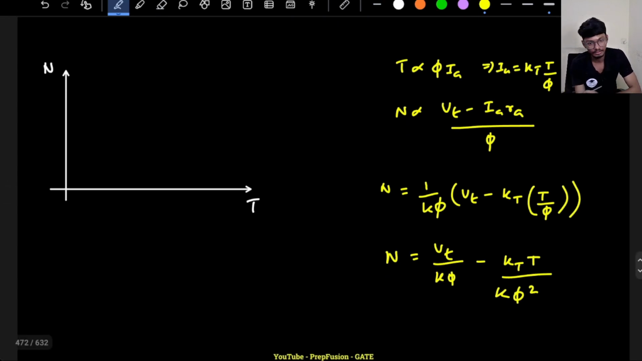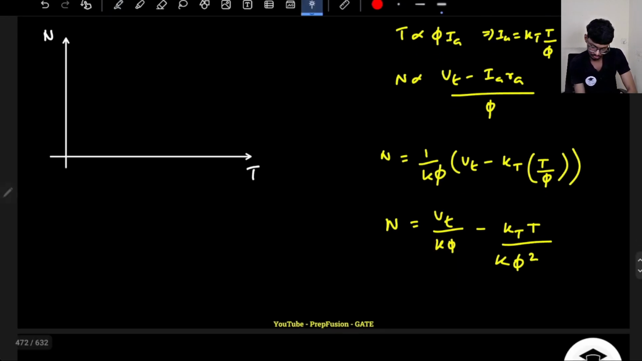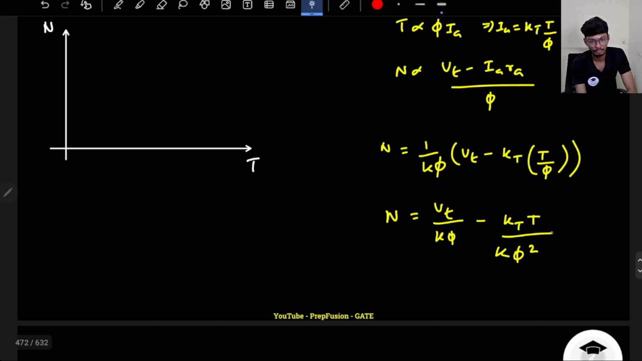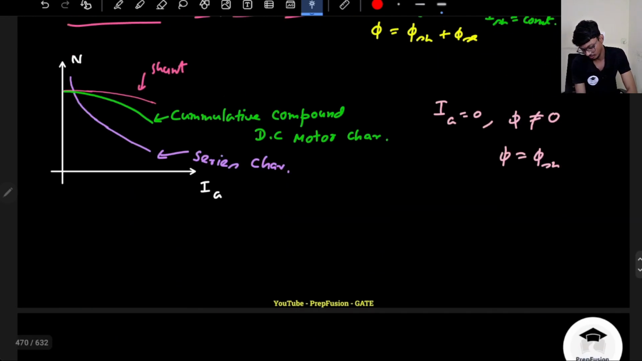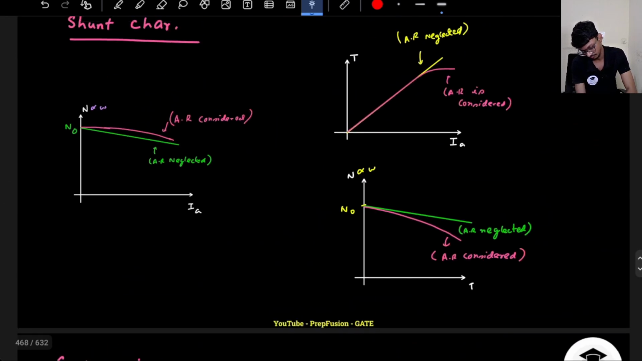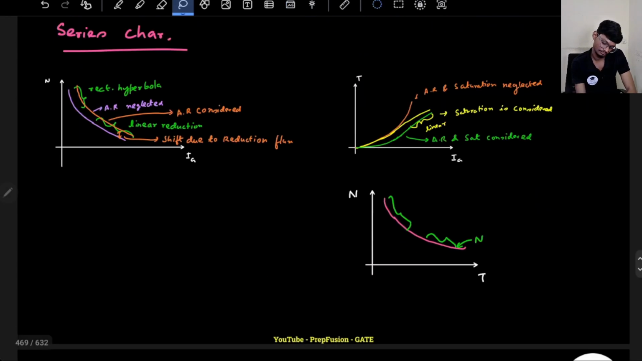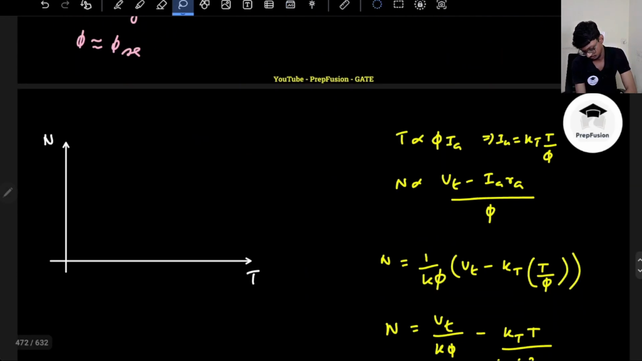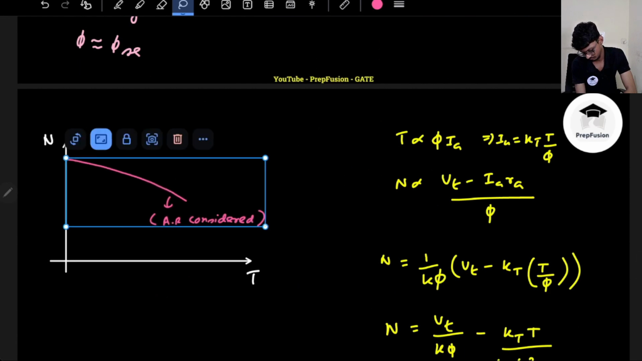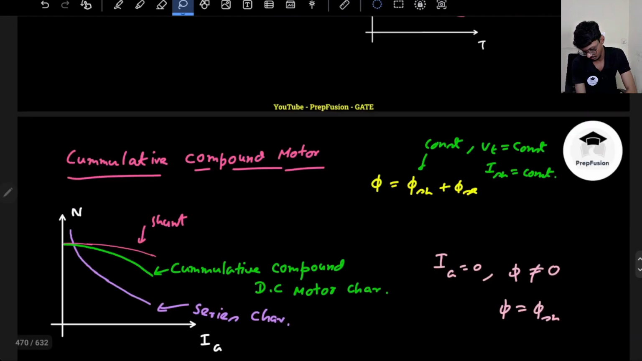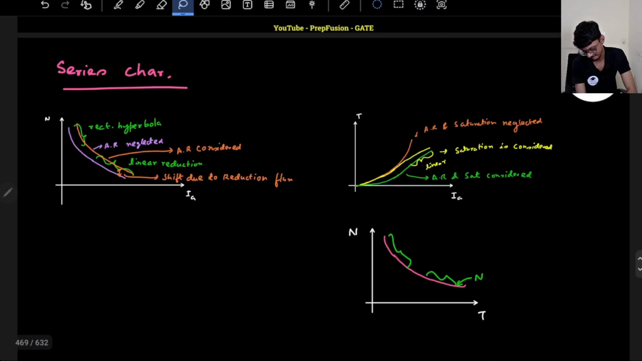So what do I observe? I observe that it is proportional to the flux square. So it is like a parabolic curve, but its phi square has a negative coefficient. So basically, I copy the torque speed characteristics for a shunt motor, here and here.